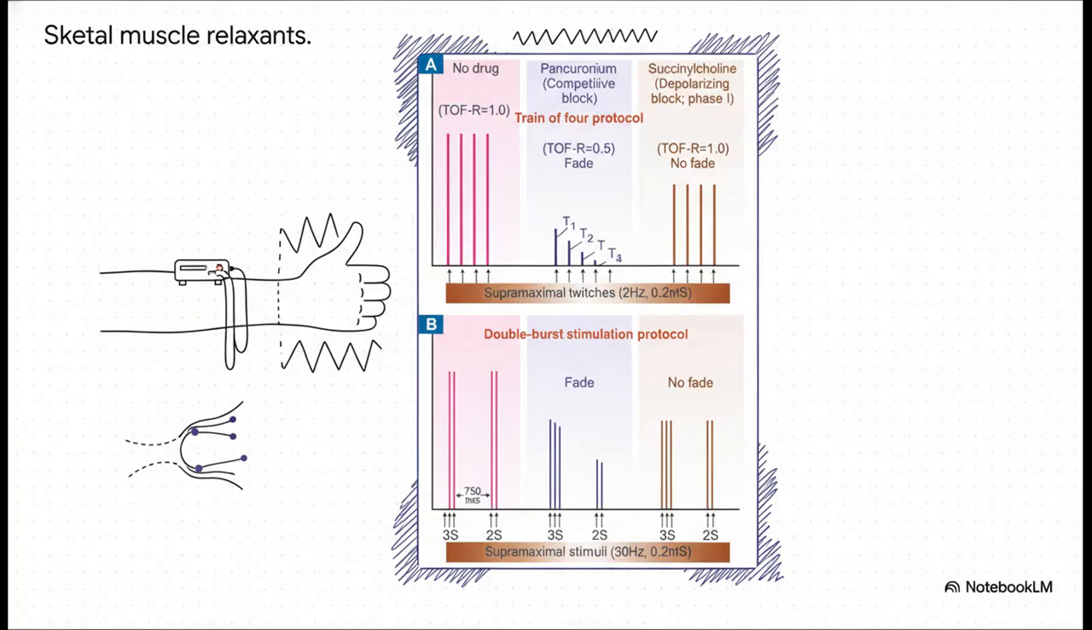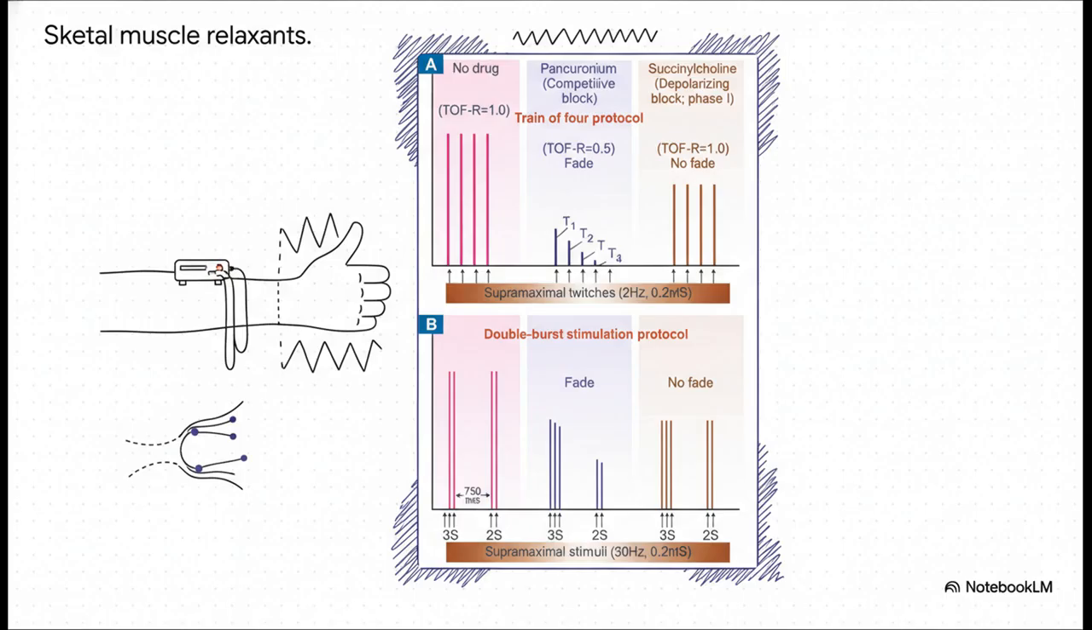Okay, look very closely at this diagram. This is the train of 4, or TOF, and it's our main tool for monitoring. We use a nerve stimulator, usually over the ulnar nerve at the wrist, and we give 4 quick electrical pulses. See the middle example? That's a competitive blocker. Notice how each thumb twitch is weaker than the one before it. T1 is strong, T2 is weaker, T3 weaker still. That progressive weakness is what we call fade.